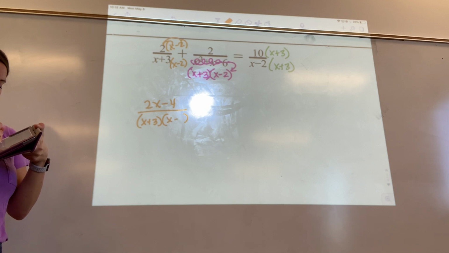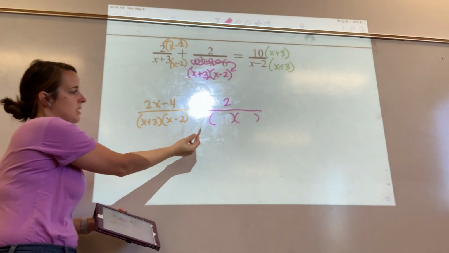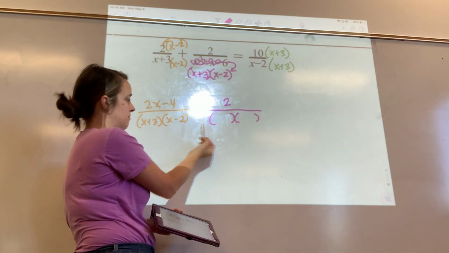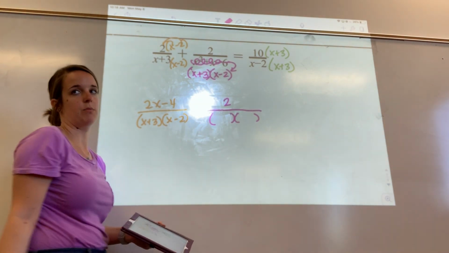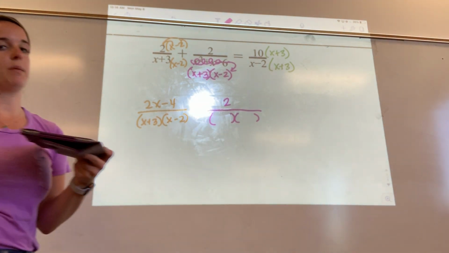X plus 3, x minus 2. Totally. Do we need to change the pink fraction at all? No, so that was just chilling. Notice I'm gonna leave these empty. I know what goes in them is x plus 3 and x minus 2, but I don't want to keep writing that over and over. So I'm just gonna leave them there so that I know they're like placeholders.